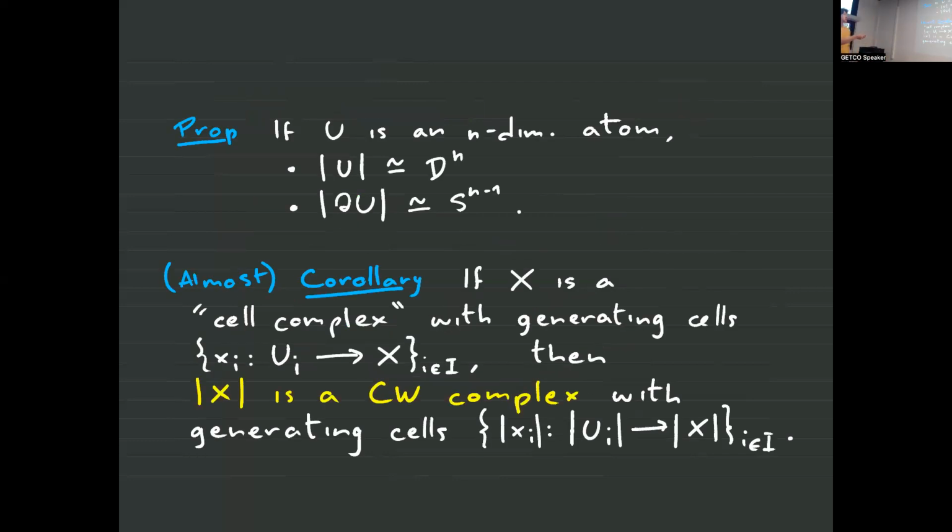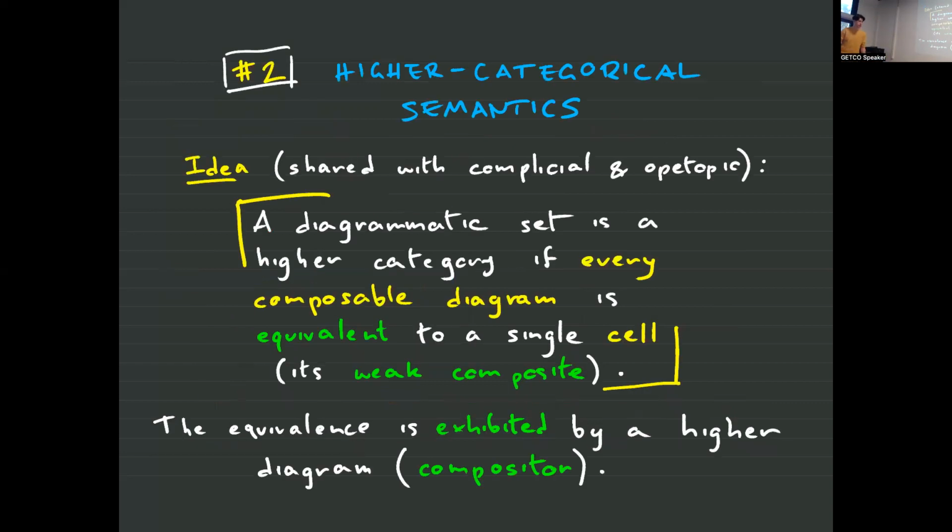And we can prove that if you use an n-dimensional atom, its realization is homeomorphic to the n-ball, and the realization of the boundary is homeomorphic to the (n-1)-sphere. And it's almost an immediate consequence that if X is a cell complex, so something built like a cell complex in this category of diagrammatic sets, then its realization is a CW complex with the realization of the generating cells as generating cells. So this answers positively the problem of topological soundness.